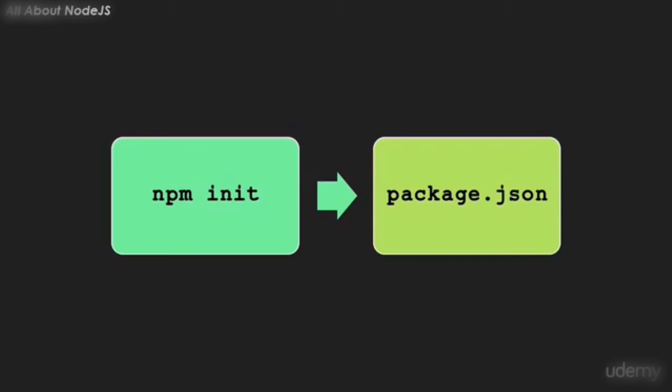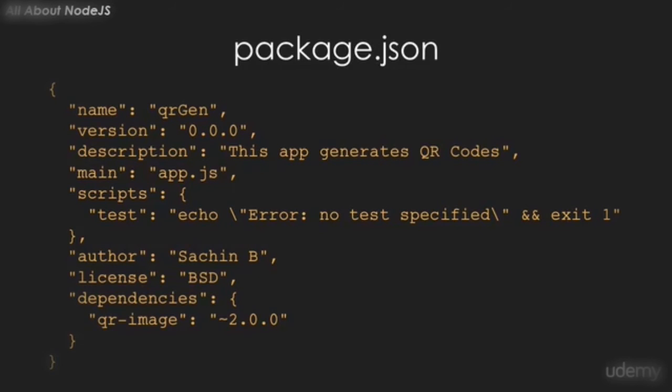Besides other things, an important component of this file is the dependencies section, which lists the modules and packages that we have downloaded from the npm repository for use in our project. When you deploy your app to the server, you do not upload these modules. You simply upload your app along with the package.json file, and this file then allows you to easily download all dependencies.